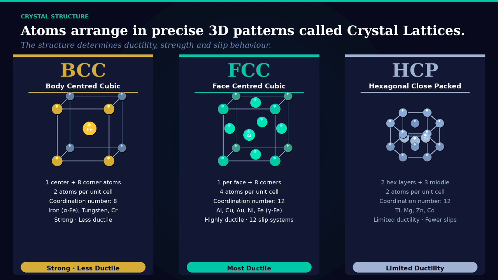The third is HCP, hexagonal close packed. 2 hexagonal layers of atoms with 3 atoms nestled in between. Titanium and magnesium have this structure. Also coordination number 12, but with fewer independent slip systems than FCC, so HCP metals are less ductile. The key insight: FCC metals are the most ductile because they have the most slip systems. The crystal structure controls how atoms can move, and that controls everything.